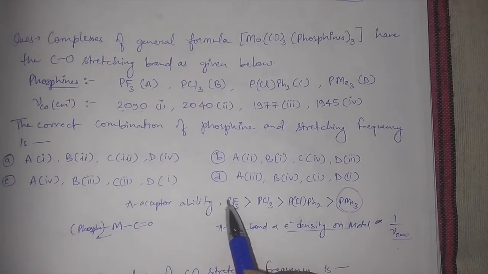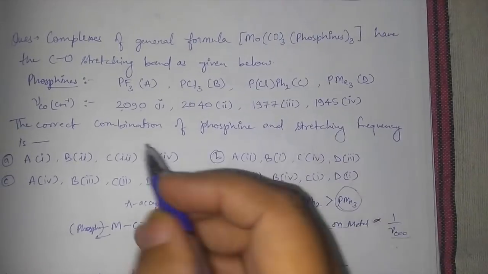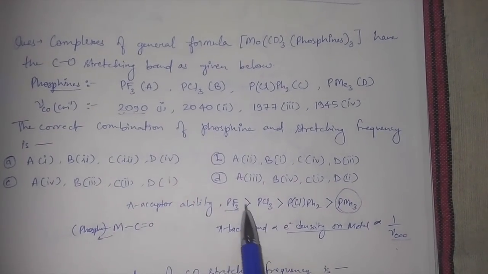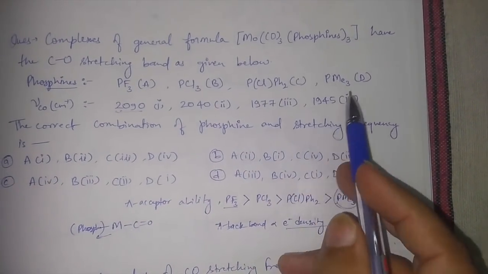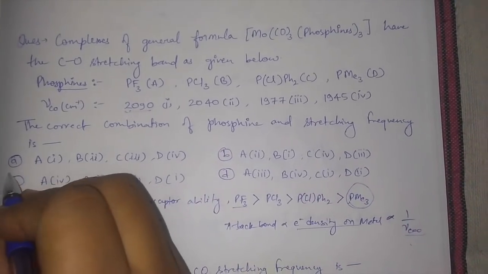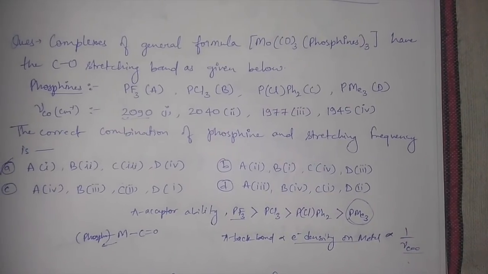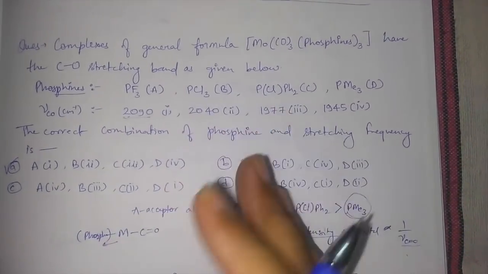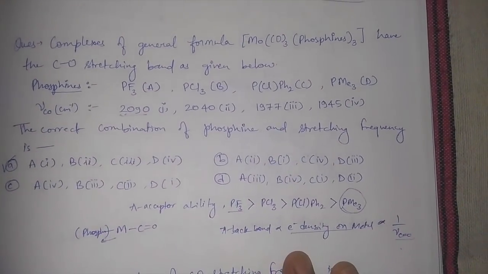So if PF3 is attached in this complex, then the frequency will be highest. So A will be matched with highest frequency, then PCl3, so that comes second, then comes C for third, and D for fourth. So A1, B2, C3 and D4. So option A gives you the correct match. See how simple the concept is, just the way to understand pi back bonding, and you can solve every question which can be asked over here.